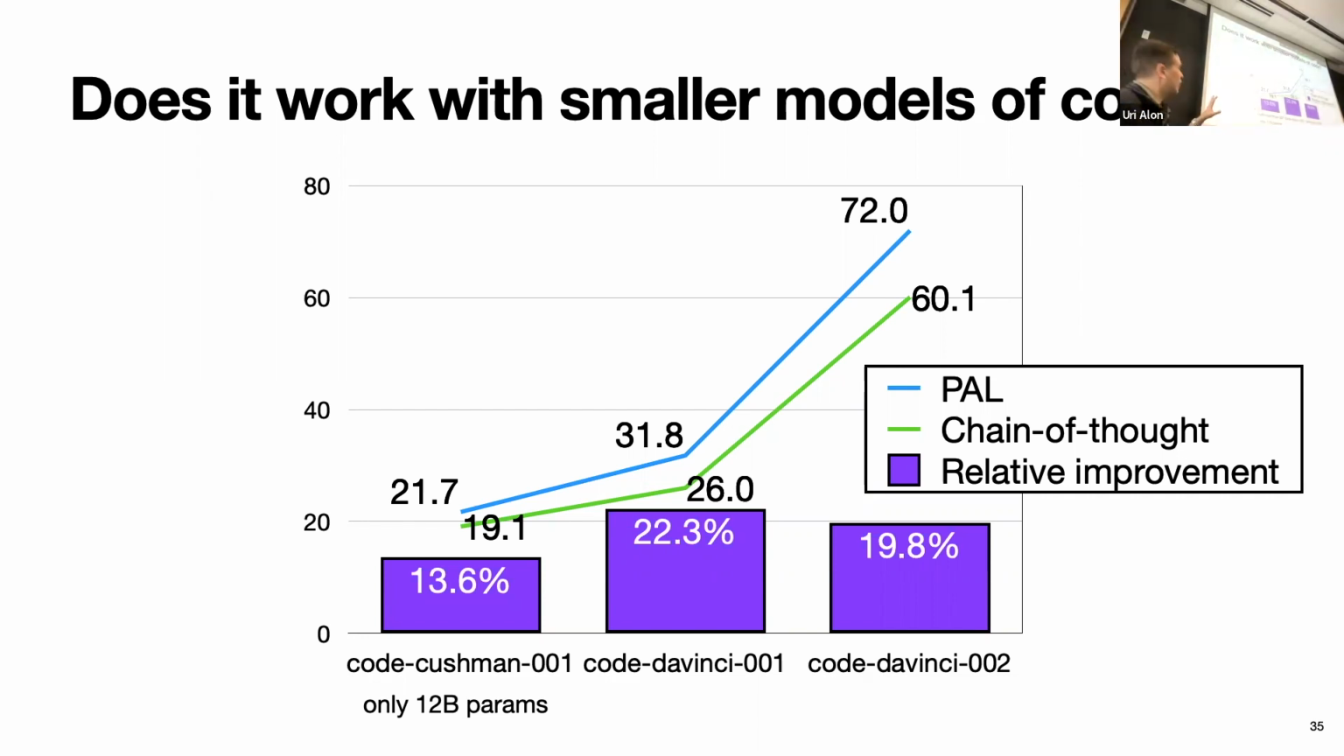So as you can see, when we use a weaker base model, the results do decrease, but the relative gain of PAL over chain of thought remains kind of consistent across different models. So this shows that using PAL is beneficial in small models, but it scales nicely to larger and larger models.